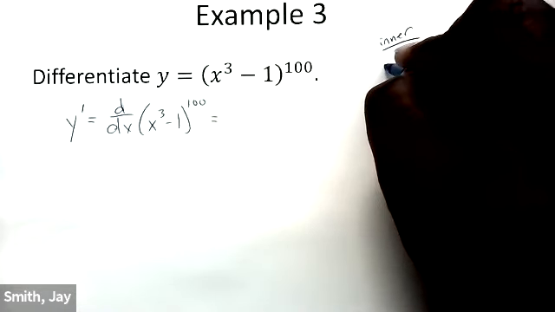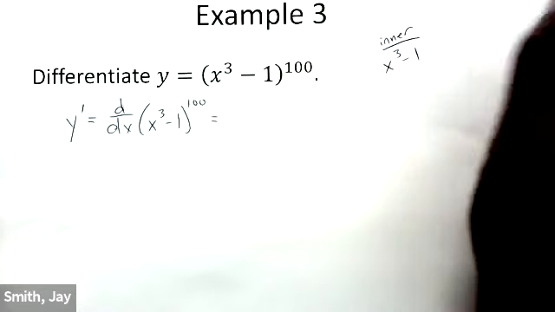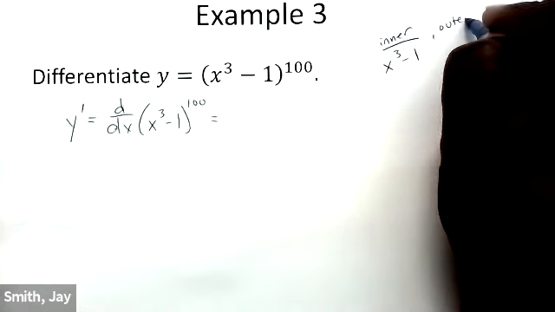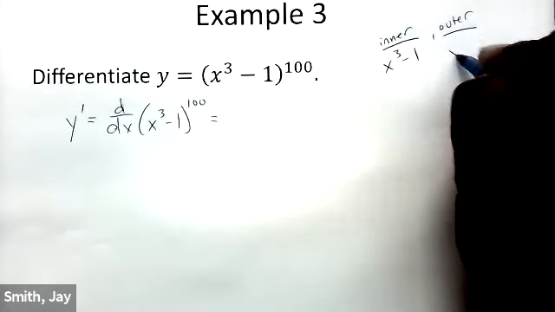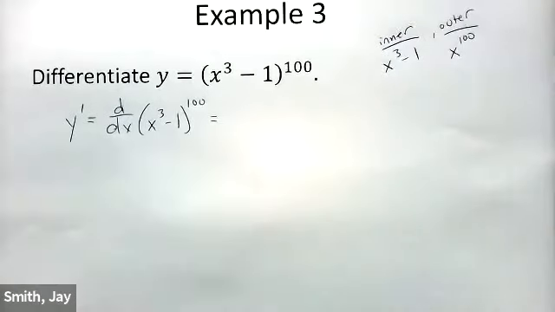Applying the chain rule here, the inner function, x cubed minus 1, outer function, x to the 100th power. Can everybody see that inner and outer function? Or if you have trouble seeing the inner and outer function at this point, could you raise your hand for me?